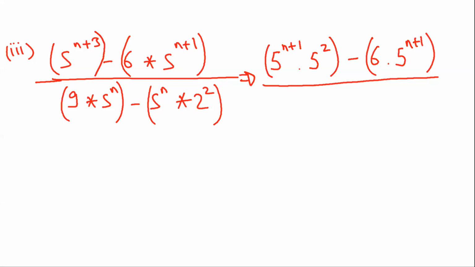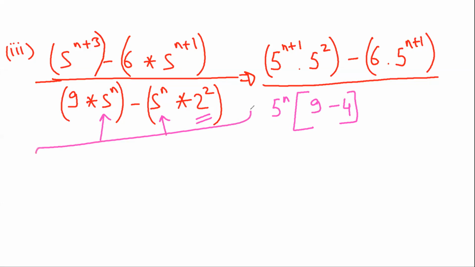Now if you look at this, you can see that this 5 raised to power n and this 5 raised to power n can be taken outside. This is common, and I'll remain with 9 minus 2 square. 2 square is 4. I hope you get this. So I can write this as, see, this is 5 raised to power n plus 1 into 5 square. So this can be written as 5 raised to power n plus 1 plus 2, is equal to 5 raised to power n plus 3. This 5 raised to power n plus 3 is this 5 raised to power n plus 3.